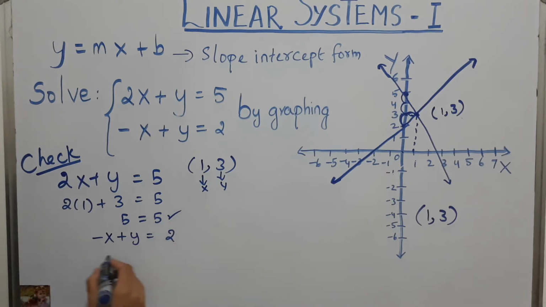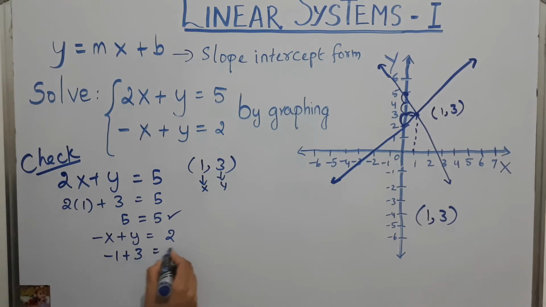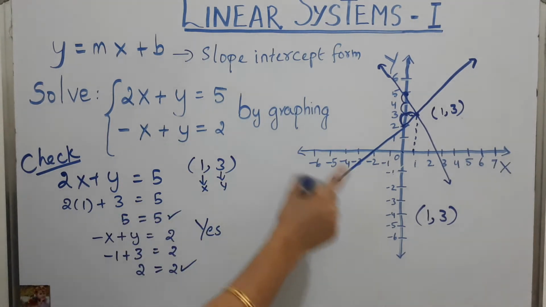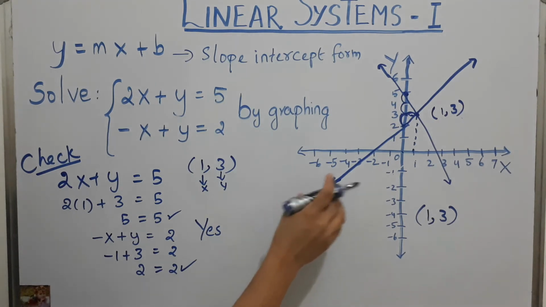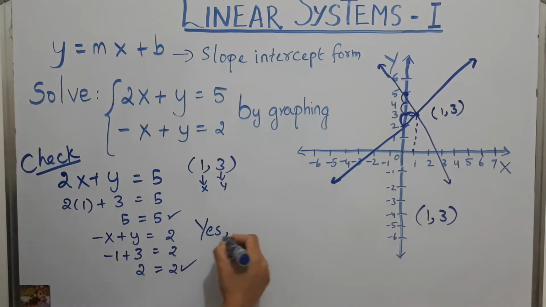Okay, so negative 1 plus y, which is 3, is equal to 2. Negative 1 plus 3: you have to subtract and put the sign of the bigger number. So 2 is the answer, and 3 is holding the positive sign, so you write positive 2. Okay, so 2 is equal to 2, so it is satisfying. So it is a solution. This is how you can check your solution after finishing your work by the graphing method.